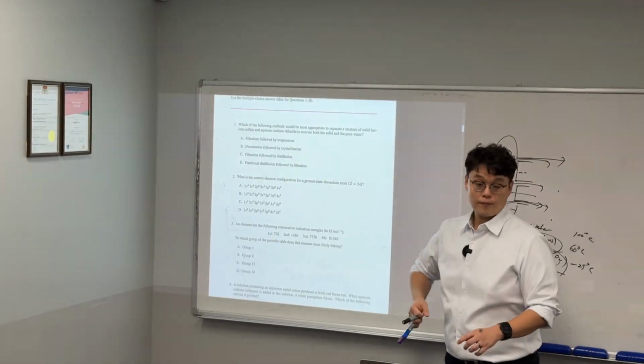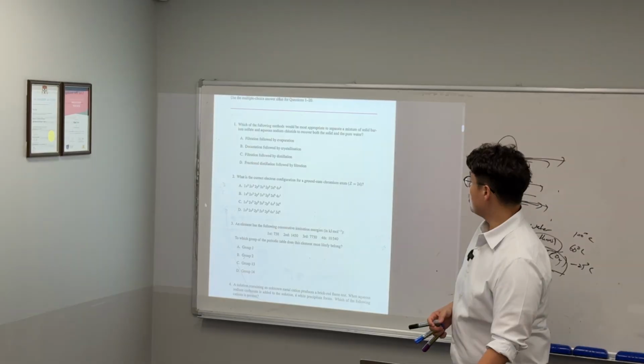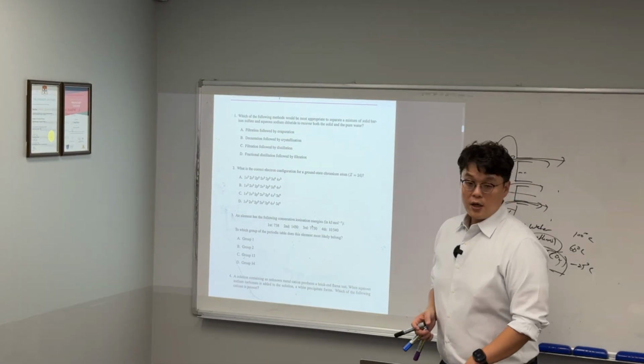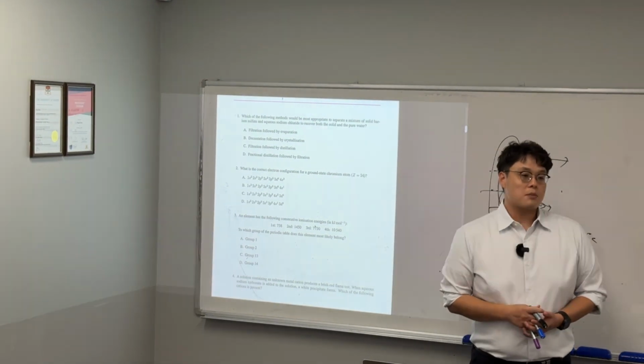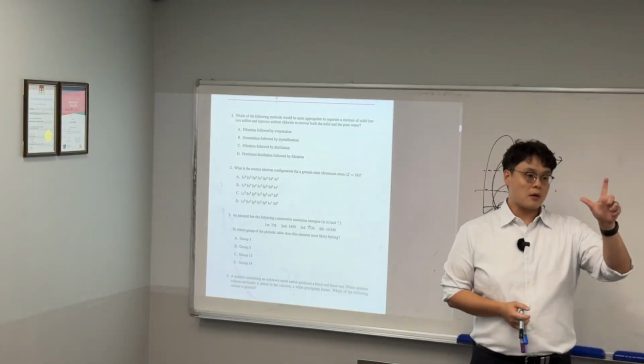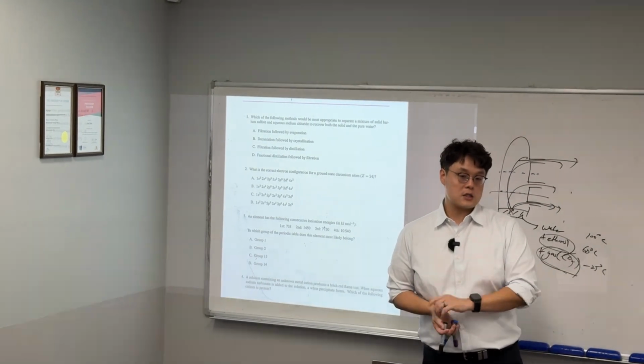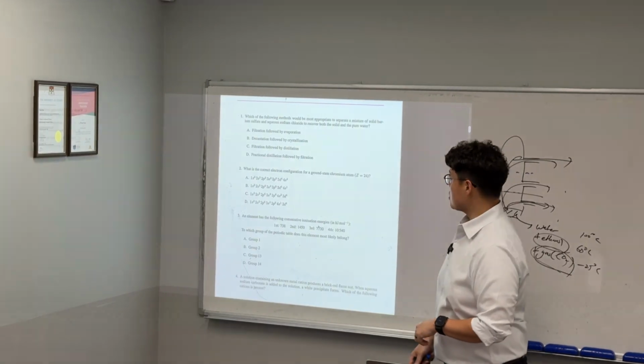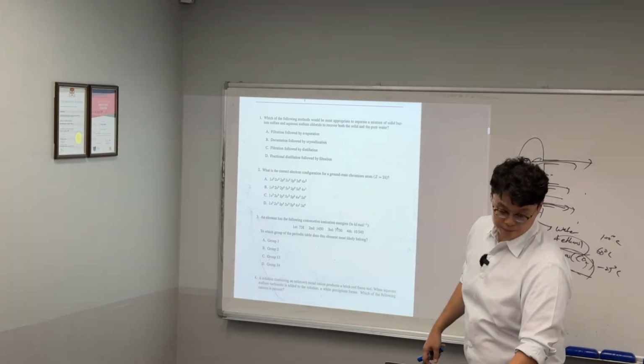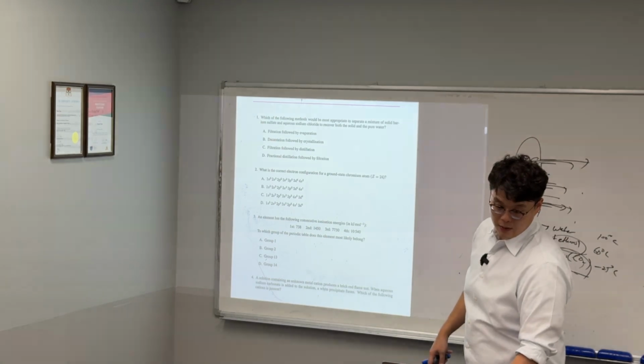All good? Part B, question 2. Chromium. I've been warning you to memorize some exceptions of the SPDF, chromium and copper. Chromium is the one that has 3d5 and 4s1. Just look at the last numbers. Therefore, the answer is B. All good?